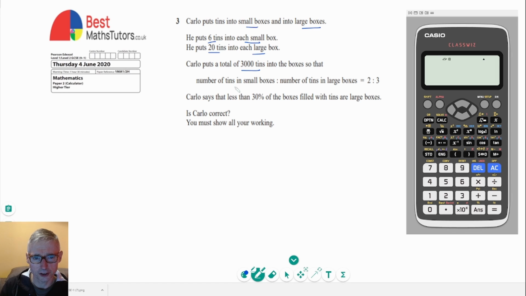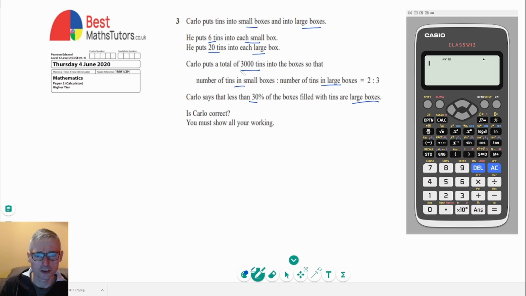And we're given the ratio of the tins in small boxes to the tins in large boxes. And also it says that Carlo says that less than 30% of the boxes filled with tins are large boxes. So we've got to calculate if he's correct. So this is one of these word problems which can be very difficult to try and make sense of.